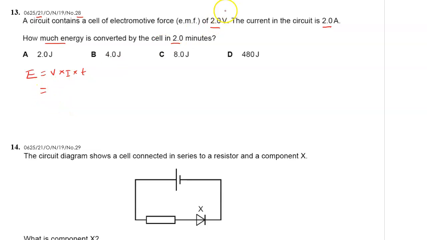So how much energy is converted by the cell? We are talking about the EMF of the cell, which is 2 volts, times the current flowing through the cell, which is 2 amperes, times 2 minutes. But you have to change minutes to seconds by multiplying by 60. Therefore, when you multiply all those, you'll get 480 joules. So the answer is D.